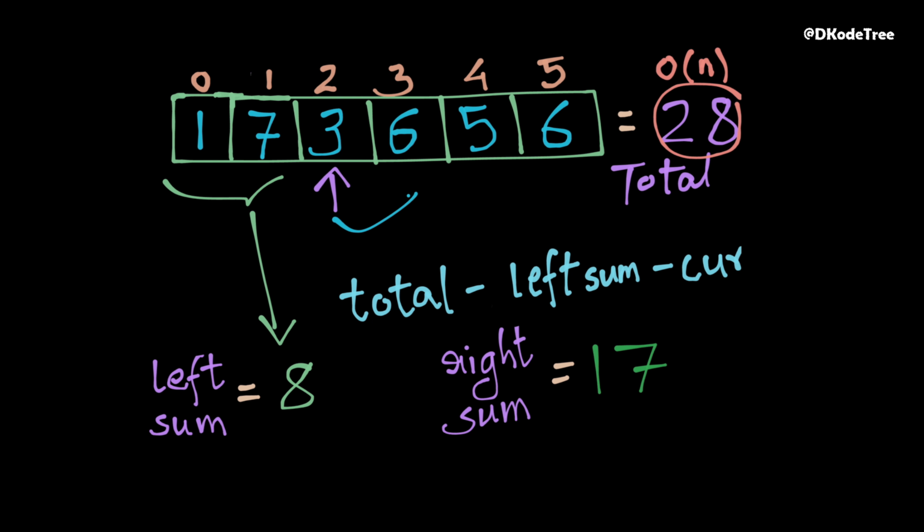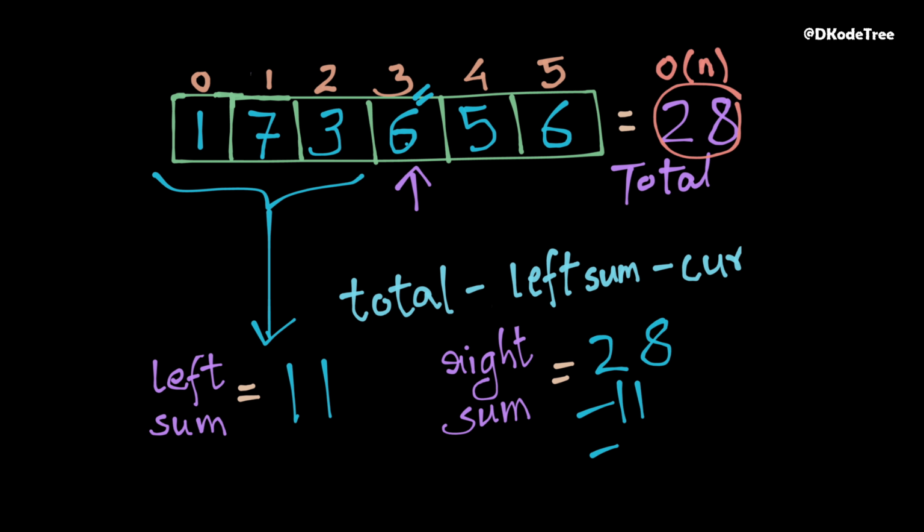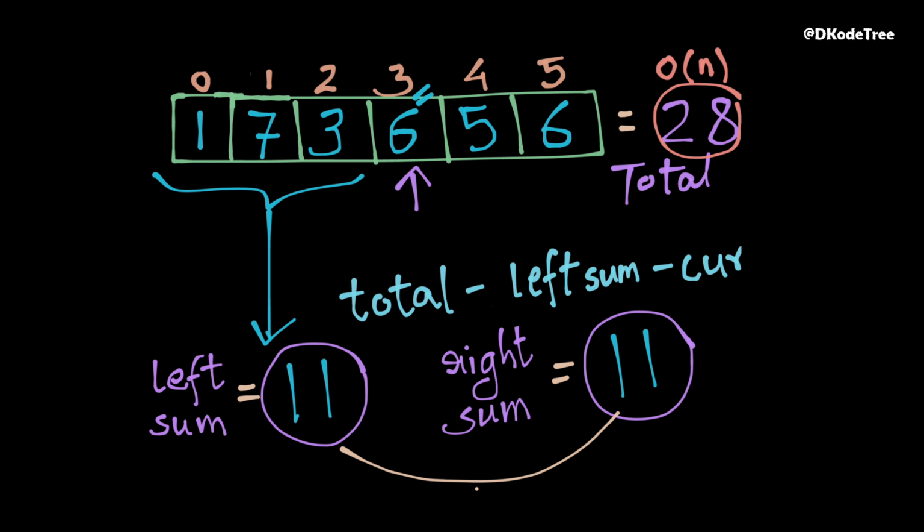Now before moving to the third index, we will update the left sum again, that is adding the current element to the left sum. So 8 plus 3 becomes 11. Now we have moved to the third index and we have already calculated our left sum. Now let's calculate our right sum as well, which comes down to 28 minus the left sum, that is 11, minus the current element, which is 6, which comes down to 11 as well. Now we can see that our left sum matches the right sum. This implies that we have found our pivot index. As this is the first or the leftmost index for which our left and right sum match, we will return 3 as the result.